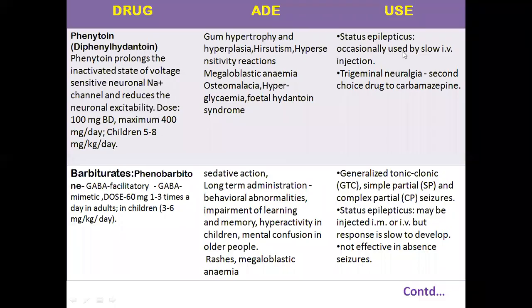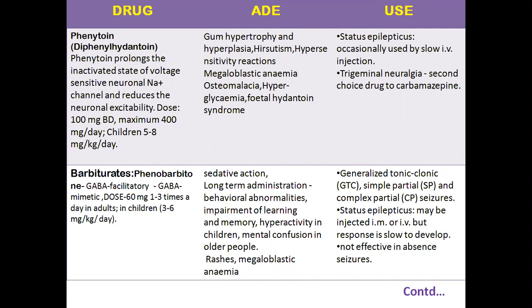The dose should be 100 milligram BD, which means twice daily. Maximum it can be 400 milligram per day. Children may use 5 to 8 milligram per kg per day.